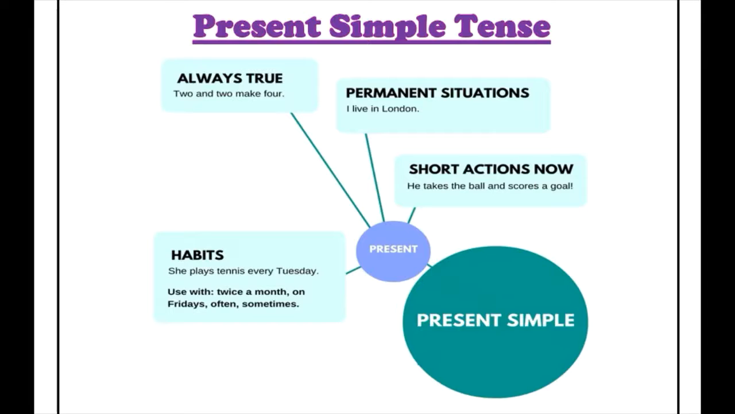The third use is for permanent situations. For example, I live in London, or he works in a bank. Finally, for short actions now. For example, he takes the ball and scores a goal.